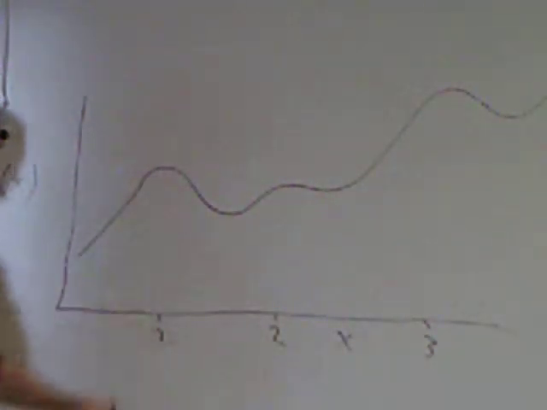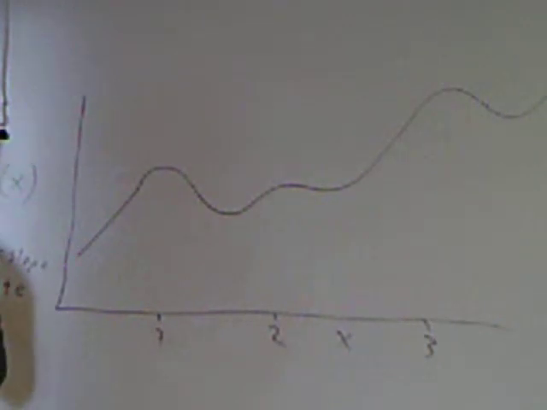Line tangent to that curve. It's the slope of the line. Okay, slope of the line, slope of the curve. It's sort of the rate that thing is changing. Okay, so this is a function.